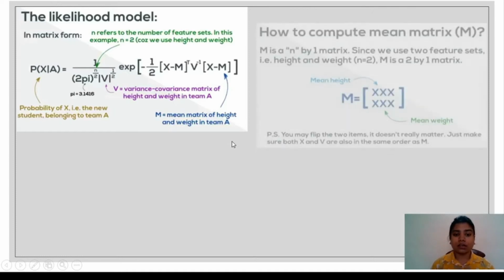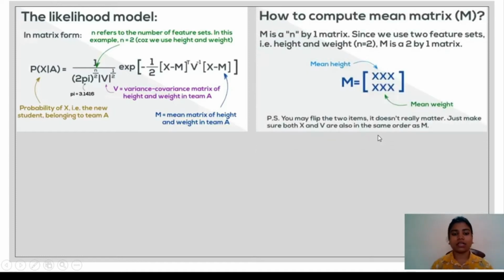Now we will first compute the mean matrix, that is our capital M. So M is an n by 1 matrix since we use two feature sets, that is height and weight. So n is equal to 2. So M is nothing but a 2 by 1 matrix as it is shown over here. The first row contains mean height and the second row contains mean weight.